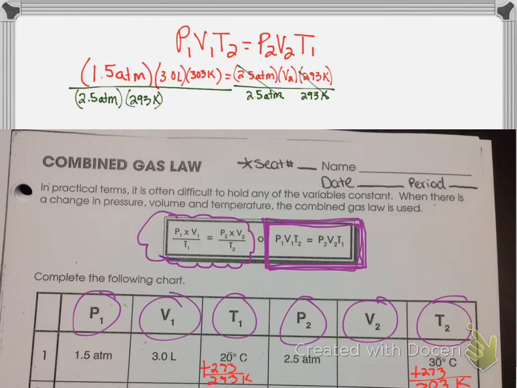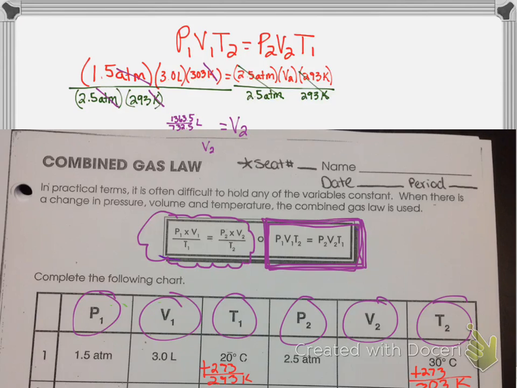Now what's going to happen is my units are going to cancel out, which is great. That's going to leave me with the units that I need in my answer. Notice Kelvin goes away and ATM goes away. So now I just need to multiply across and divide by the bottom. If I do that, I'm going to be left with 1363.5 on the top, 732.5 on the bottom. My units are liters because that's all that's left.